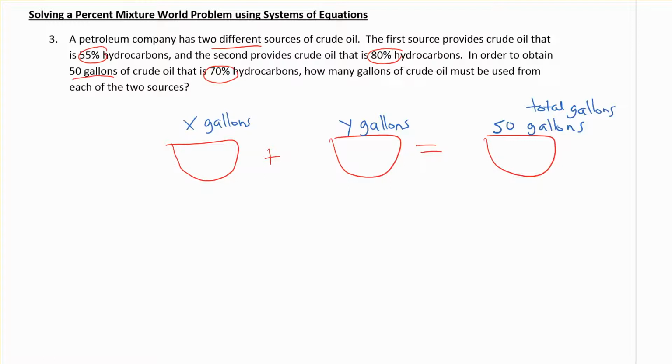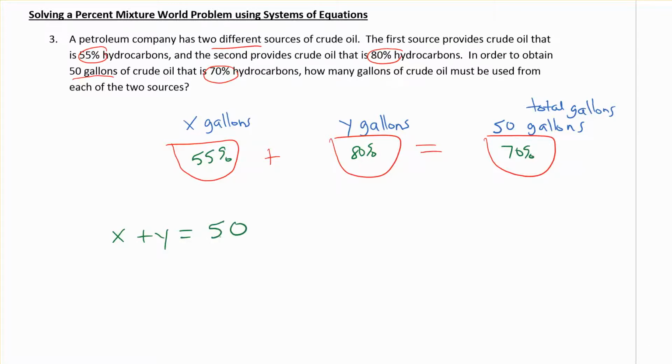Now go through and put your percentages in. I have 55% for the first, 80% for the second that I'm mixing together, and I want to get a 70% solution. So your system of equations will look like this. The first equation, just go across the top: x plus y equals 50. x gallons and y gallons is 50 gallons.